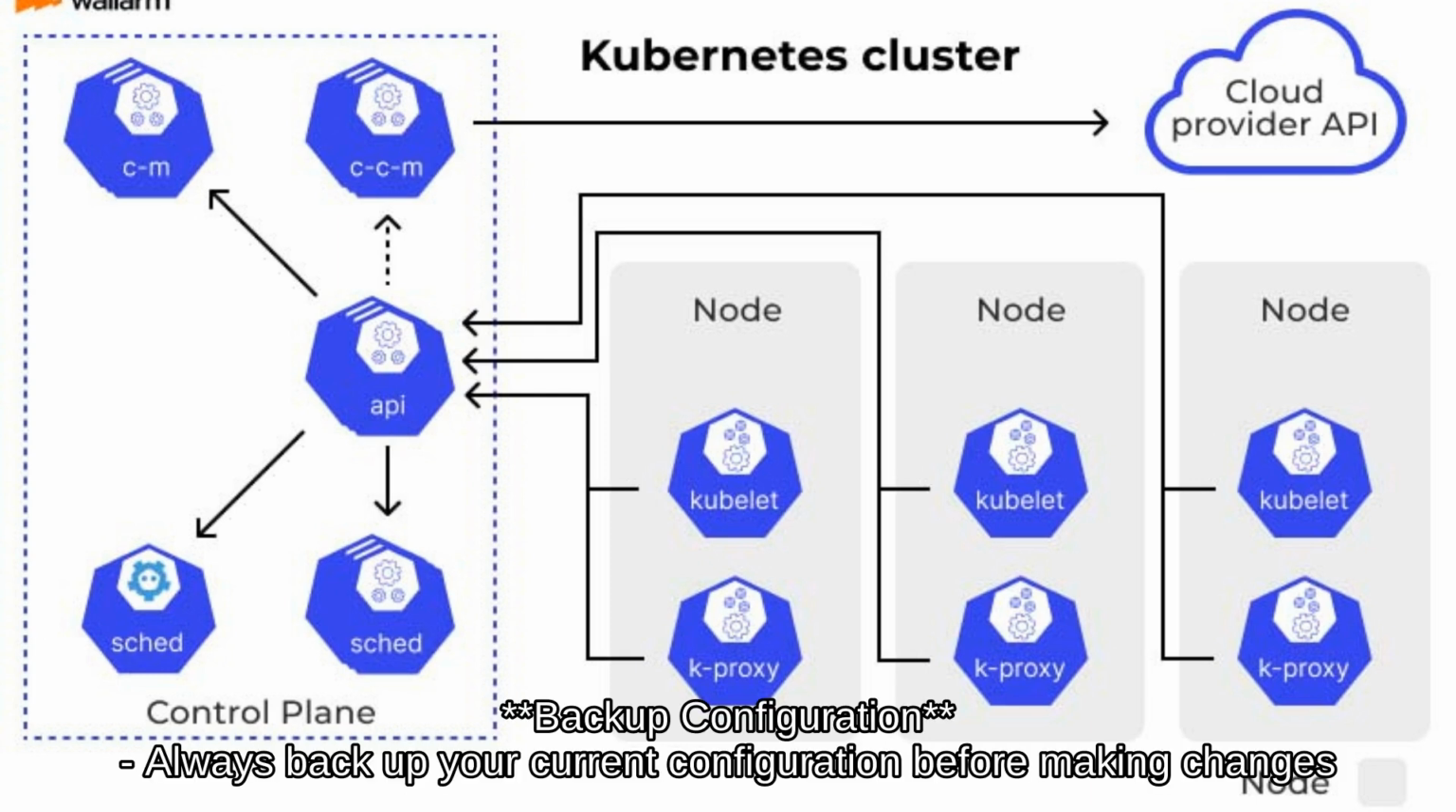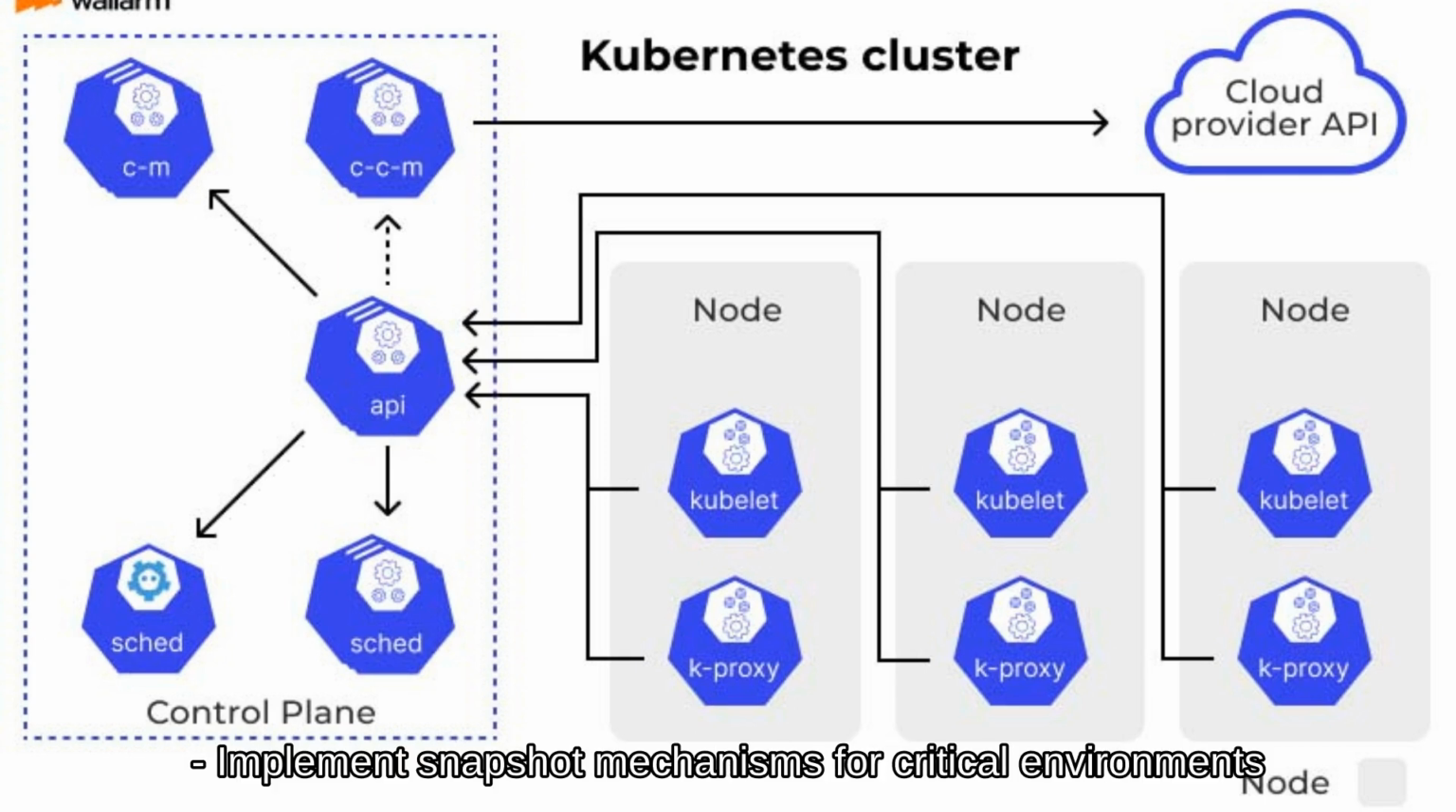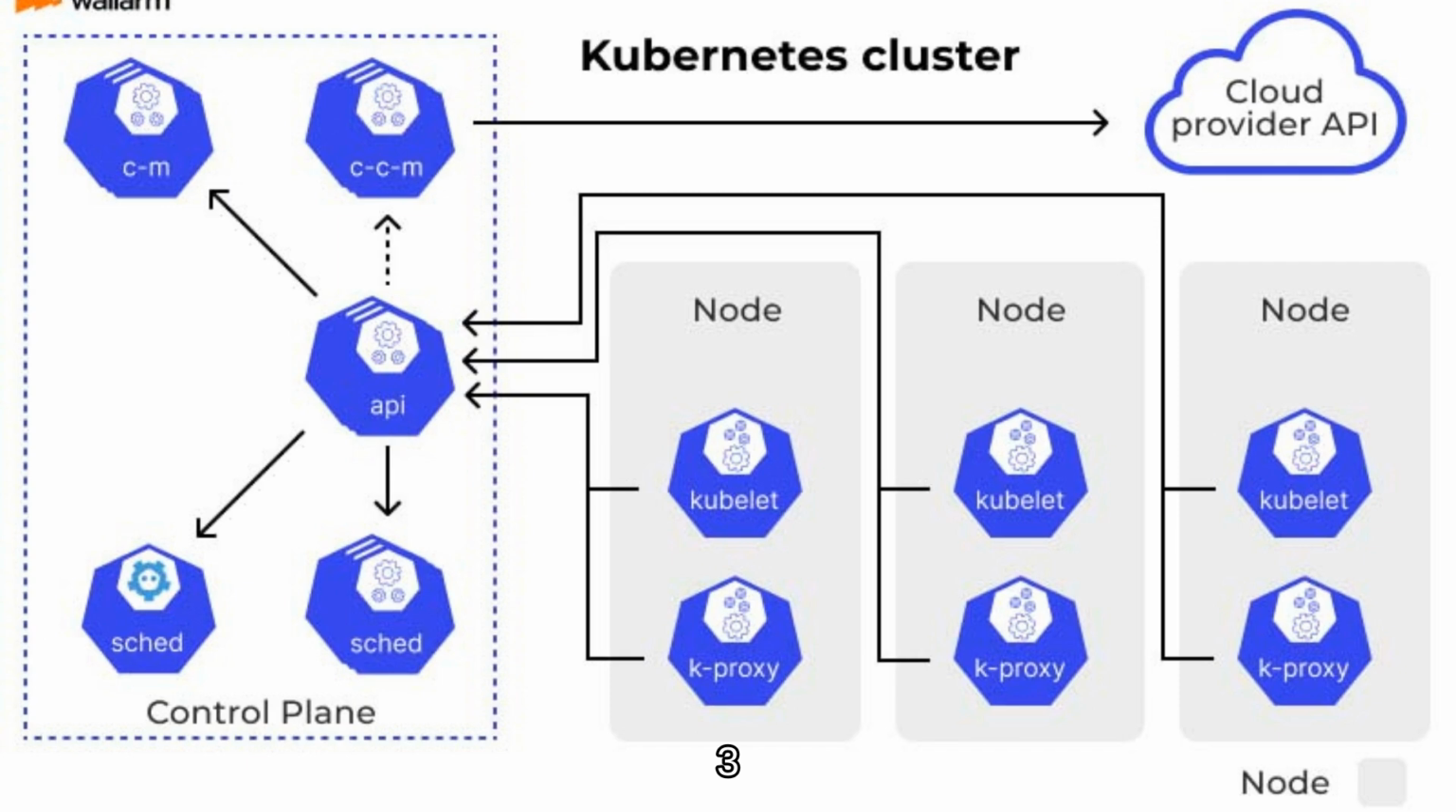2. Backup configuration. Always back up your current configuration before making changes. Use version control tools like Git. Implement snapshot mechanisms for critical environments.